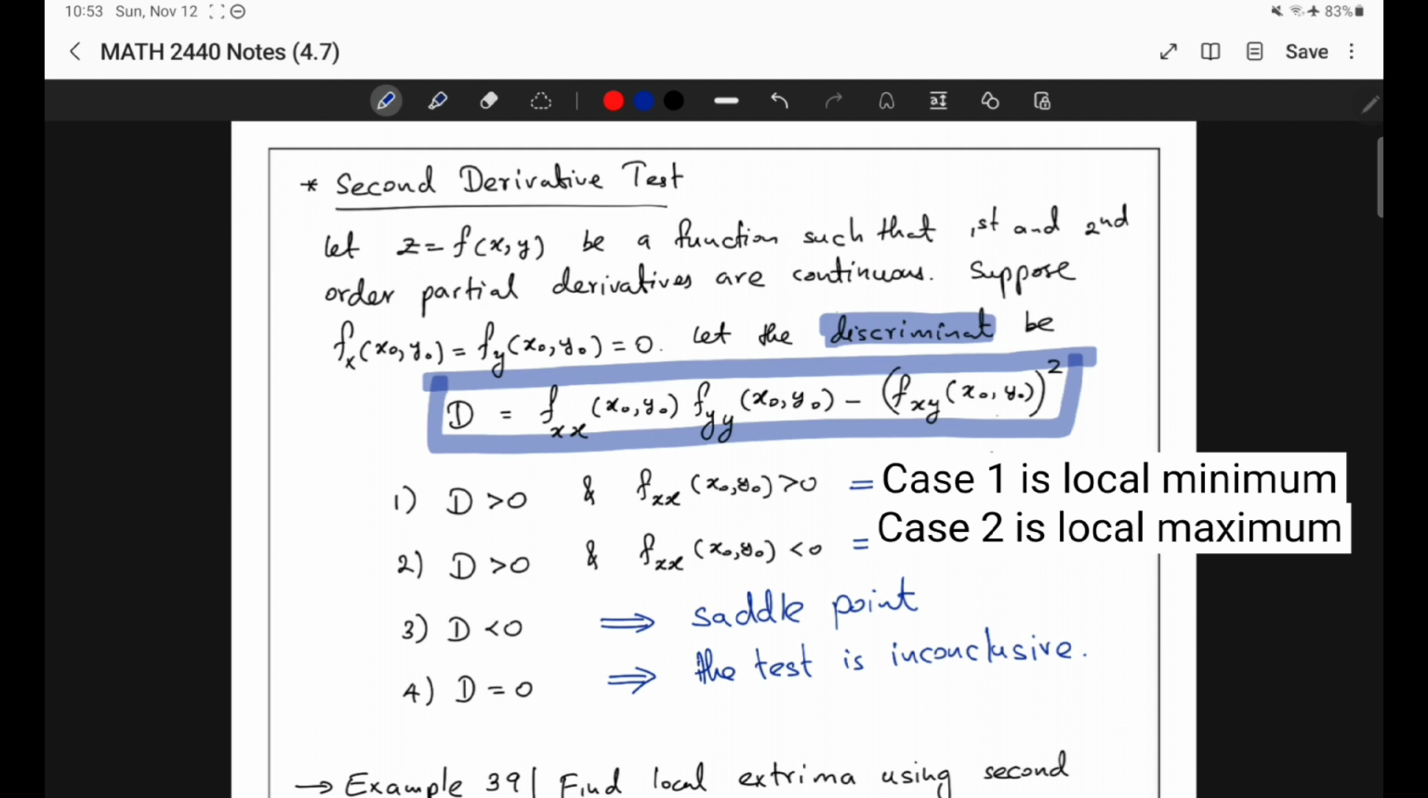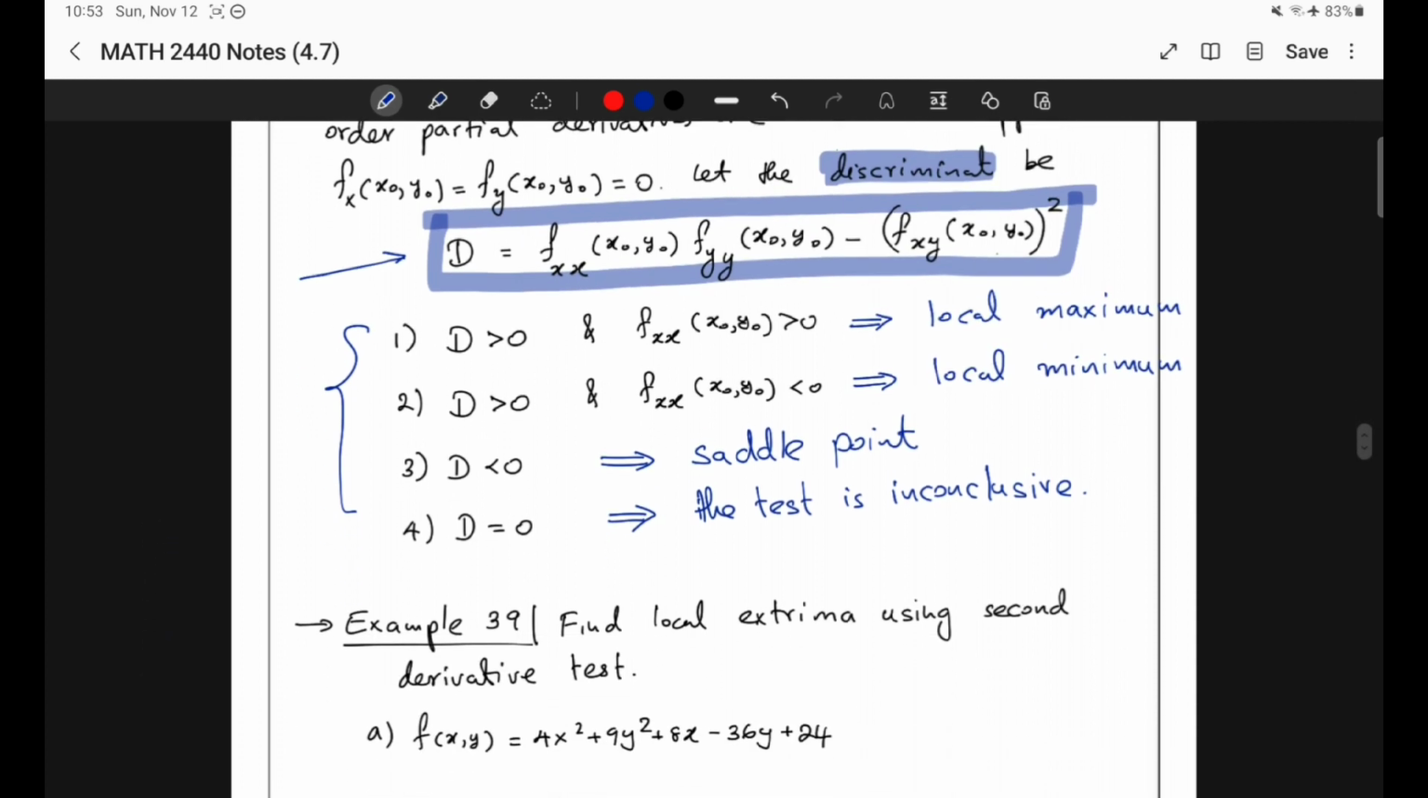So the strategy is you find all the critical points by making the partial derivatives equal to 0. So we don't care about the places where the derivative is undefined. Only consider the cases where both derivatives are equal to 0. So you found all the critical points, then you find the discriminant at that point and check these 4 conditions. Which one does it fall into?